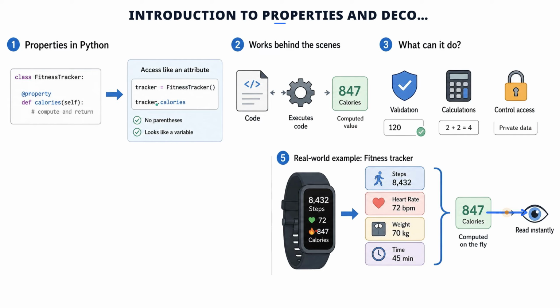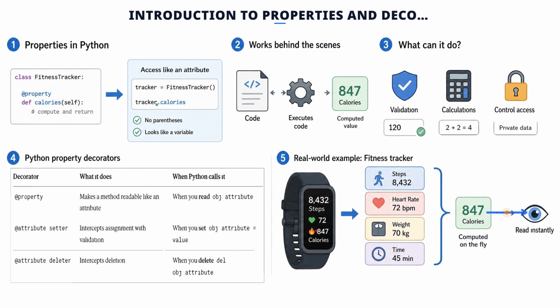Python uses specific keywords called decorators to define how these properties behave. They act as signals to intercept how an attribute is handled. Let's look at the three primary ones here in this table. The first is the property decorator. This is the most common one and it makes a method readable like a standard attribute. It triggers automatically when you read a value.